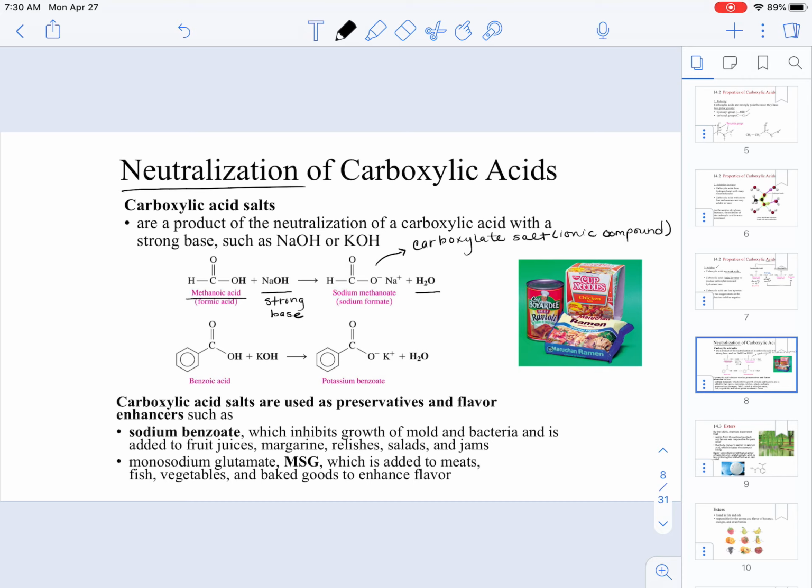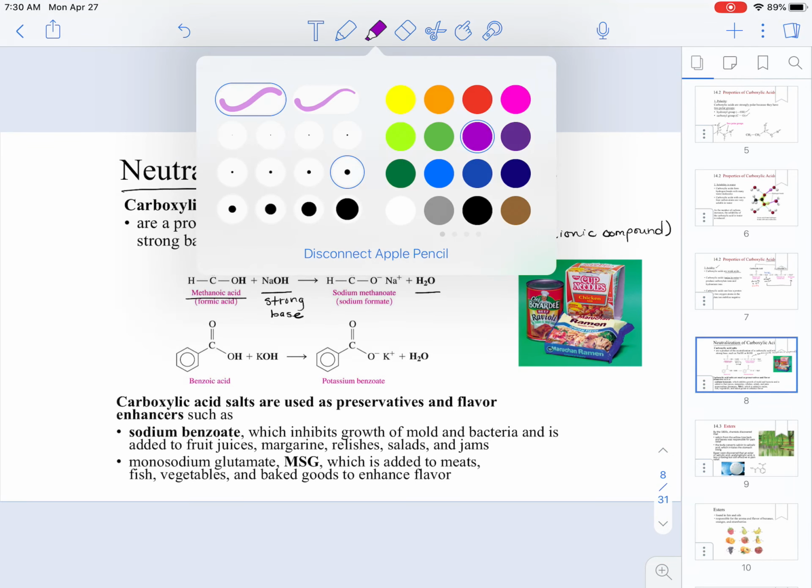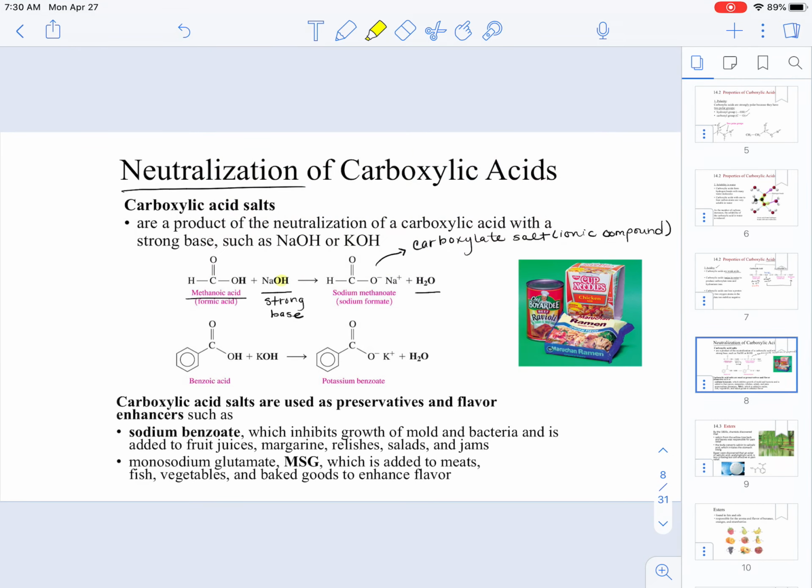The reason why it's called a salt is because this is an ionic compound. So in essence, if we think about how the reaction is happening, this is a double replacement reaction in which the OH, I'm just going to highlight them, binds with the hydrogen of the acid, and that's where the water comes from. So then, because the oxygen is going to result in a negative charge, then the sodium is going to sit next to it to balance that negative charge. Understand that this can happen with any strong base.